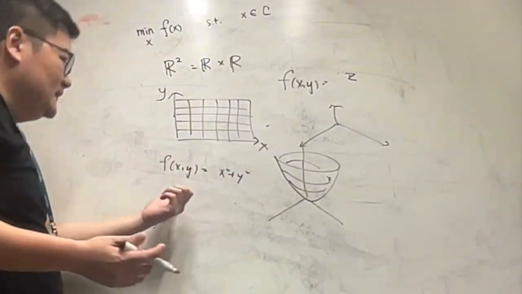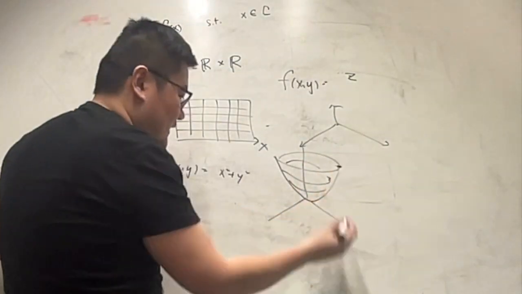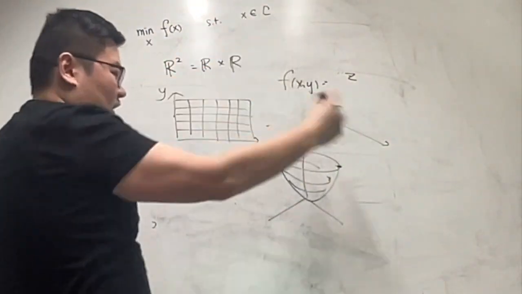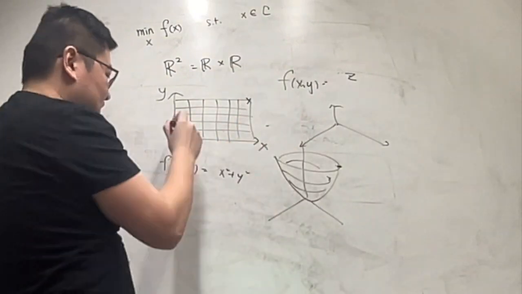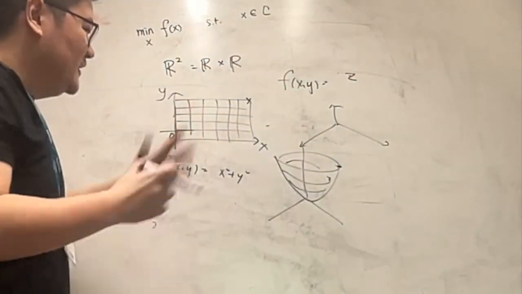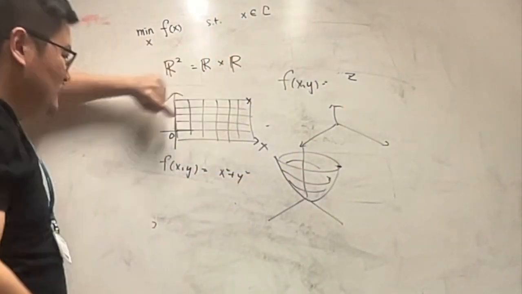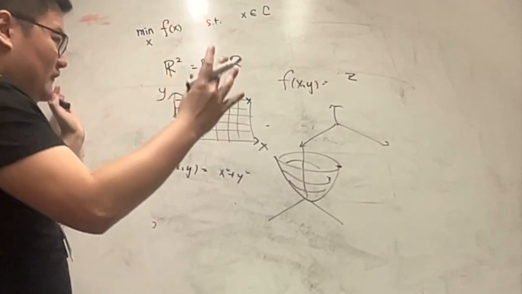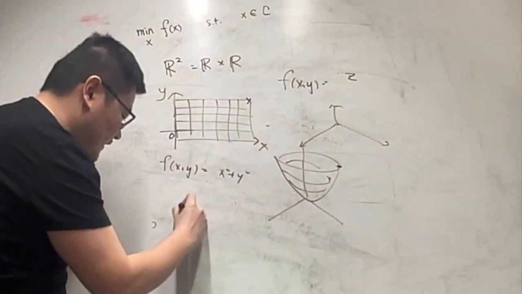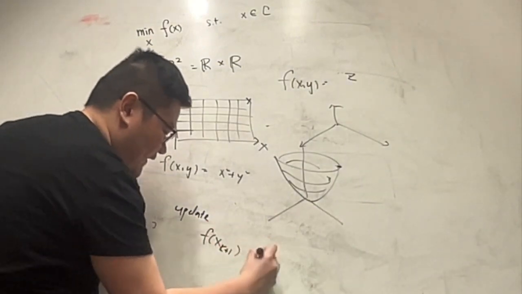Okay. Then, if I continue the previous illustration, let's say I start from here. If you look from the top, let's say I'm here, and (0,0) is here. From the top view, it means I want to move from here to here. So in the algorithm, what does the algorithm say? The update has one condition. The update is f(x_{k+1}) smaller than f(x_k).